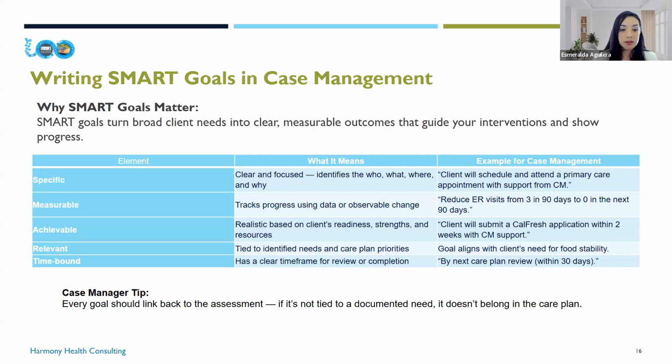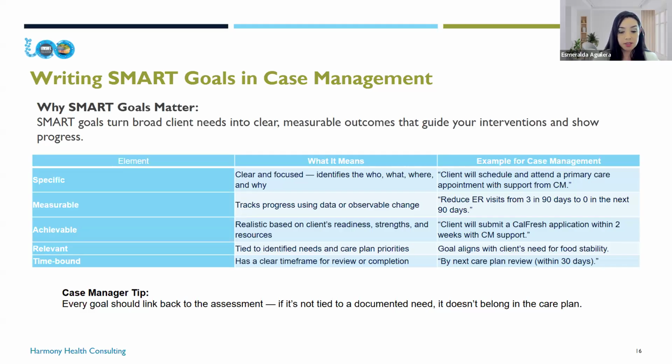Relevance. This means that the goal is tied directly to the assessment needs. If the need isn't in the assessment, the goal shouldn't be in the care plan. So this is crucial. When we're doing comprehensive assessment, we are gathering a lot of information and then trying to figure out what we're prioritizing, what are going to be the goals that we're establishing. The relevance part of creating that goal is what's going to really support that. So for example, if the client reports any kind of food insecurities during the comprehensive assessment, then we should be looking at goals that are relevant for that client to be accessing food or any other services.